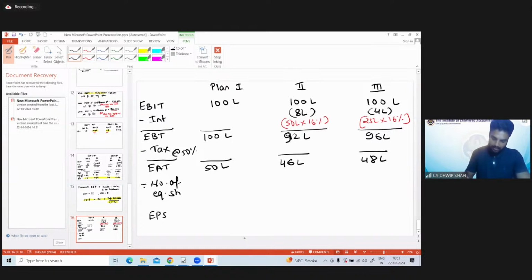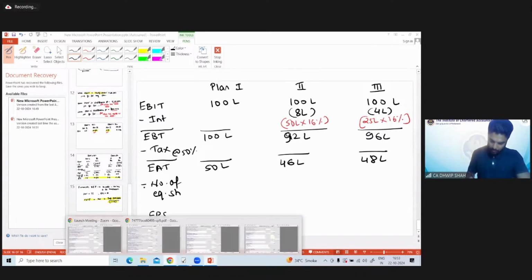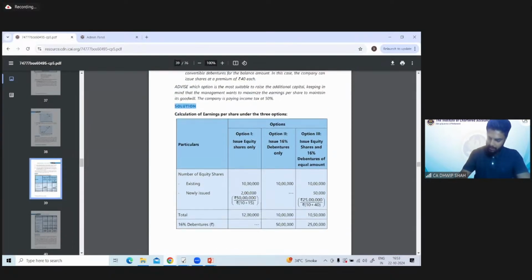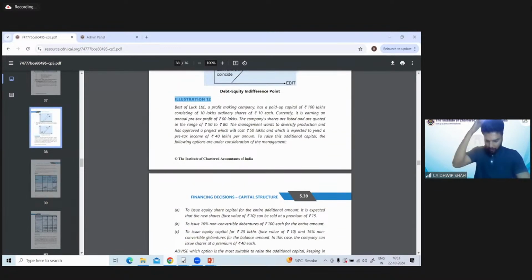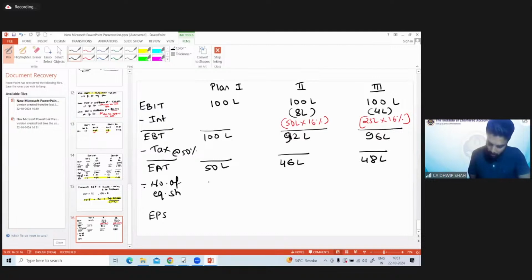Number of equity shares under alternative 1. Here again there are chances of mistakes. The existing capital structure consists of 10 lakh ordinary shares. So 10 lakh applies to all of them. This is very important. The existing capital structure consists of 10 lakh ordinary shares. So 10 lakh is for all the plans. But additionally, new equity shares, new issue of equity shares would be under plan 1 and plan 3.